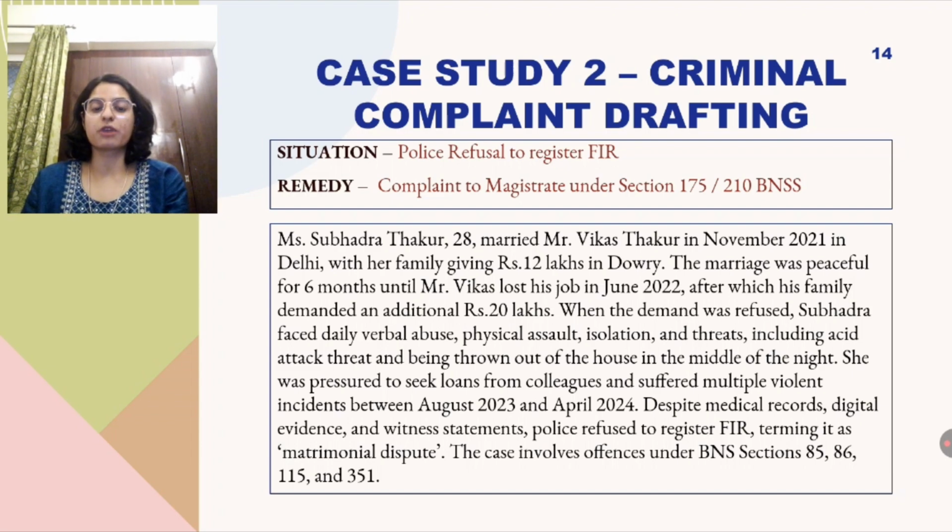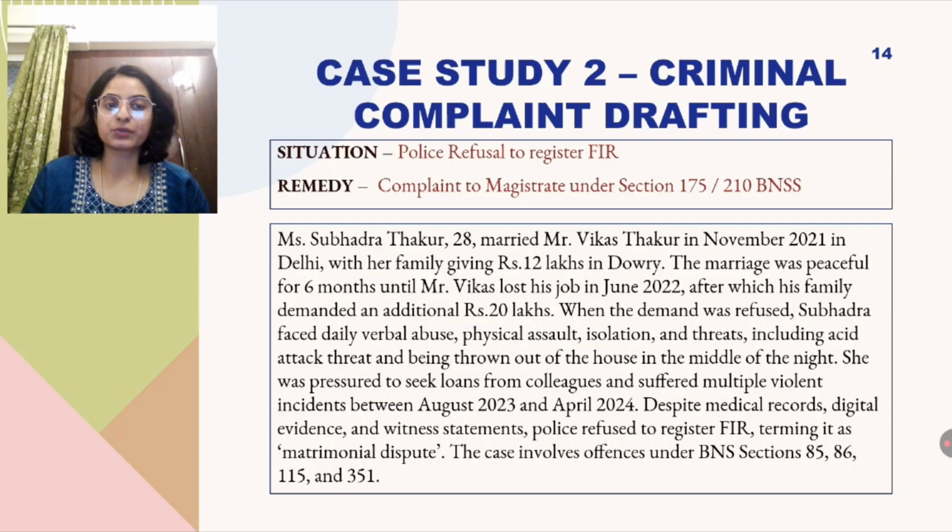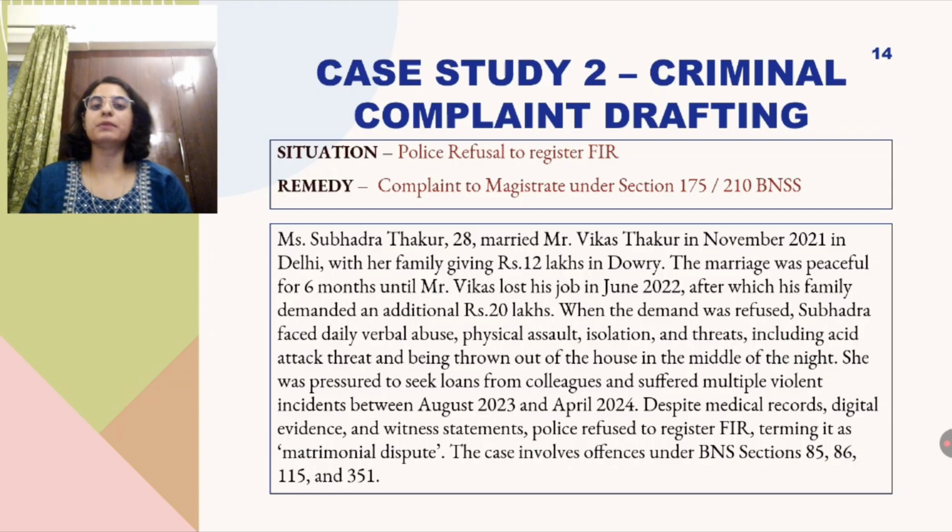Vikas lost his job in June 2022, after which his family demanded an additional 20 lakhs. When the demand was refused, Subhadra faced daily verbal abuse, physical assault, isolation, and threats, including acid attack threats and being thrown out of the house in the middle of the night. She was pressured to seek loans from colleagues and suffered multiple violent incidents between August 2023 and April 2024.